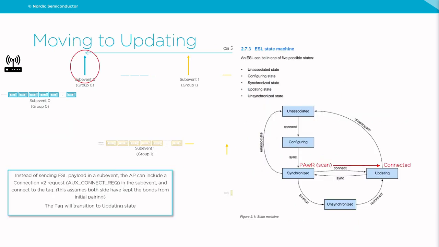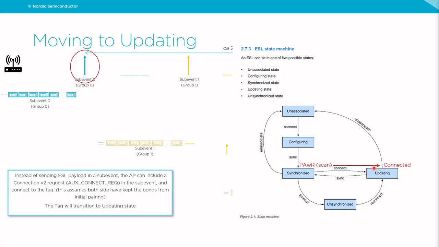So far we have seen the tags go from unassociated to configuring, and then we have seen how to synchronize the tags, and then we have seen operations in the synchronized state, mainly sending and receiving commands. But from time to time, the access point may want to connect directly to a specific tag while continuing to send commands to all the others. The access point can do this in Bluetooth ESL, and this is done by moving the tag to the updating state, so establishing a connection with the tag.